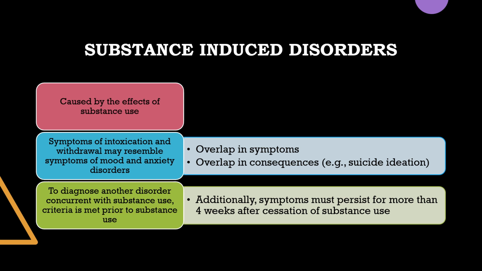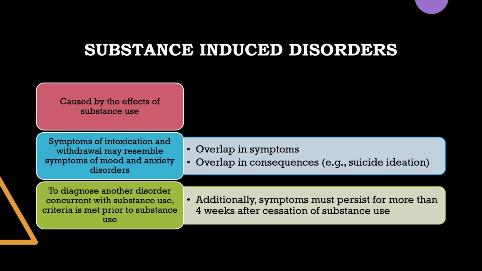So for example, someone can have a substance use disorder, let's say opioid dependence. Someone can have that and also have generalized anxiety disorder, or someone can have generalized anxiety disorder that is caused by opioid use. So in that case, it wouldn't be comorbid or co-occurring. It would be the opioid use disorder is causing the anxiety disorder versus someone who has a co-occurring anxiety disorder with opioid use disorder. So with substance-induced disorders, it is caused by the effects of the substance use.